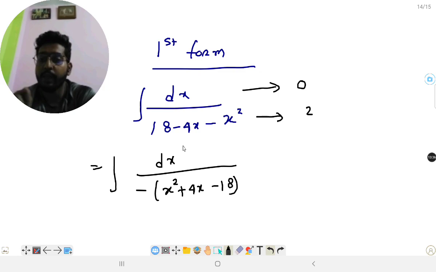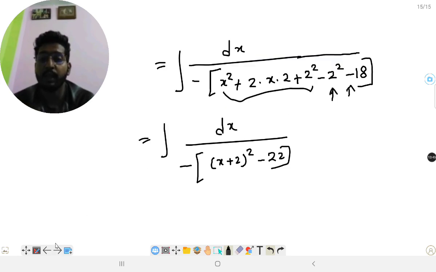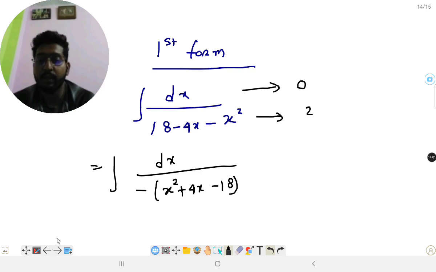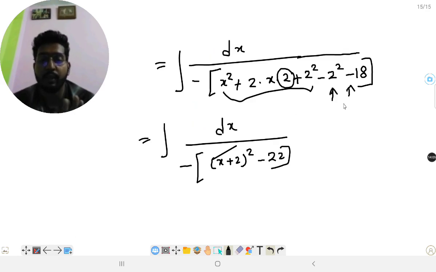From that denominator take minus, that will become x square plus 4x minus 18. Okay, now this one can be written as x square plus 2x into 2 plus 2 square. Okay, because we have taken b as 2 and this is 2ab, so b square, that means 2 square. Now this is the extra term, that means you have to subtract 2 square. Done. And it is given minus 18. Okay, so it is given minus 18, like this. Done. So that means 4 and 18, that will be 22.